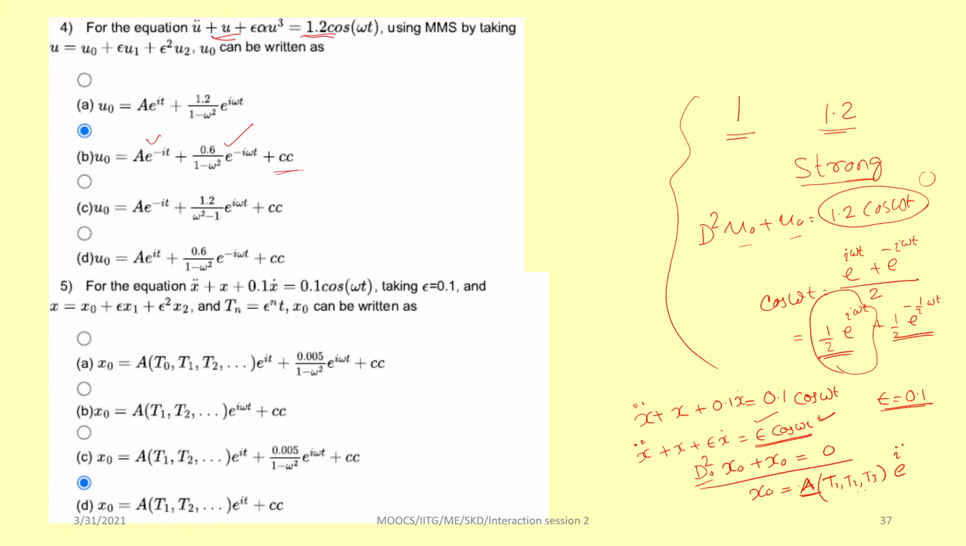e to the power i T0, or e to the power i capital T0 you write, or small t you write, it is up to you, plus its complex conjugate. So this way it can be written. So this is the correct option. That's why. So next question.